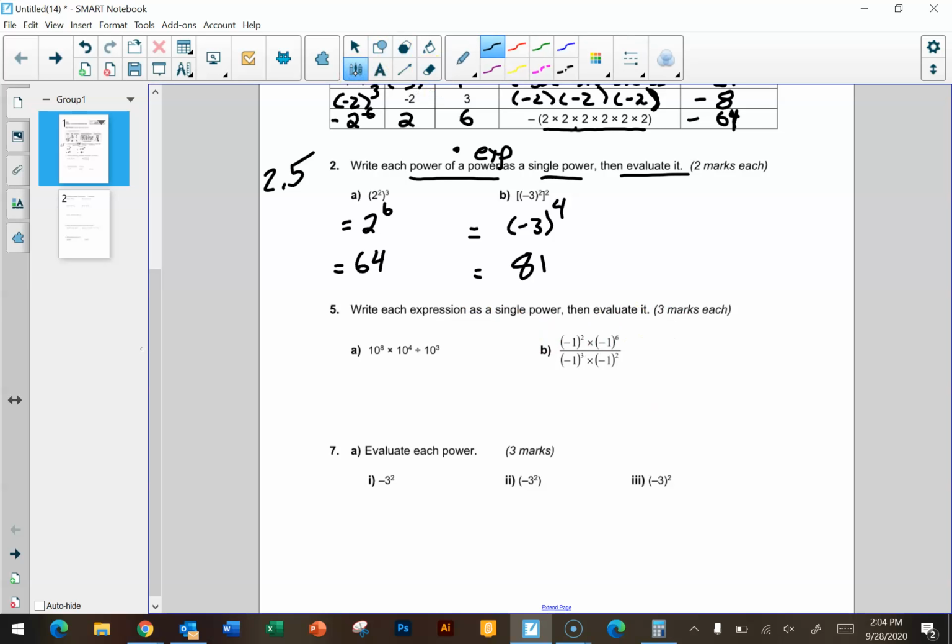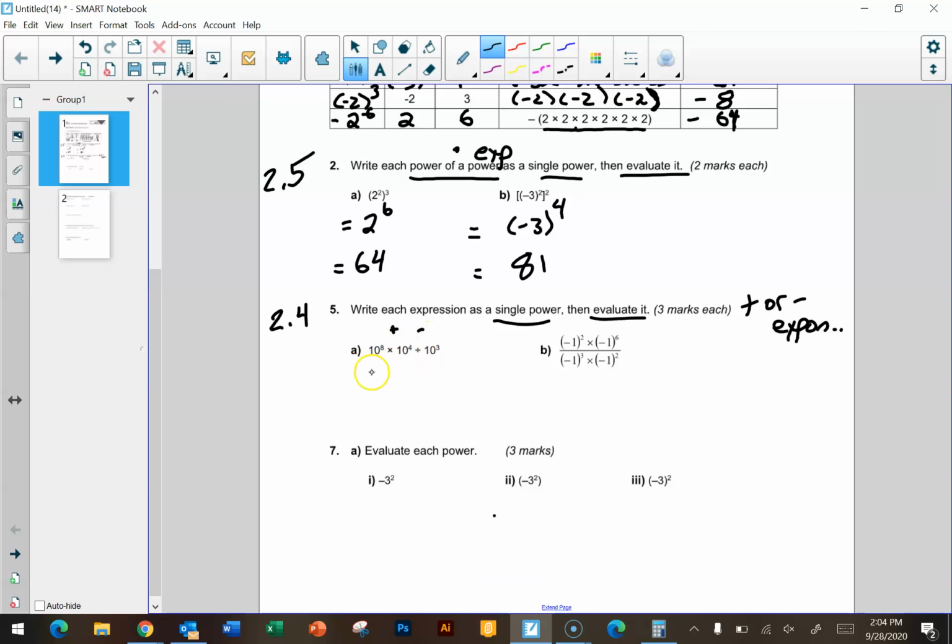Next question, write expression as a single power, again, and then evaluate it. So the exact same thing as above, just slightly different operations, because we've got multiplication and division on these ones. This was 2.4. So what we're going to do is we are either going to add or subtract the exponents. For here, we've got multiplication, so that's going to be adding. For here, we've got division, that's going to be subtracting. Remember, we're just talking about the exponents, not the numbers.